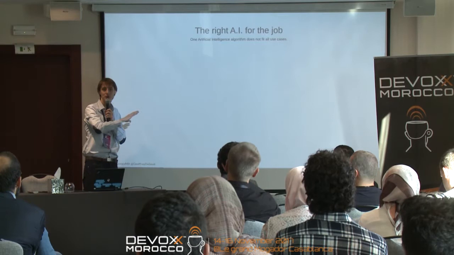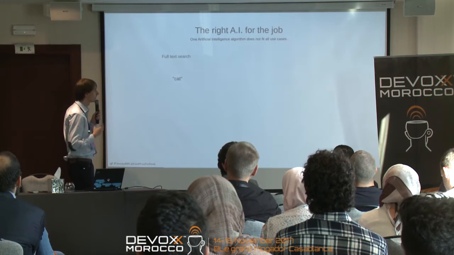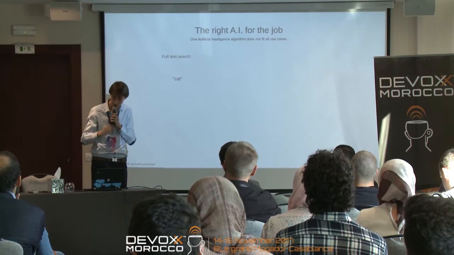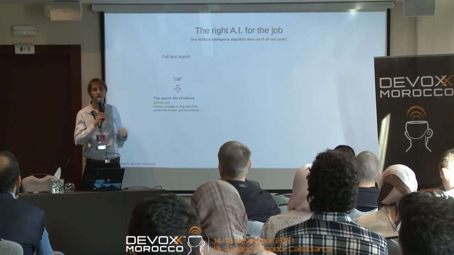So let me explain how this works. Let me explain three different cases of AI. For example, a full text search is a form, some people might claim, of AI. It's at least in the big book. So you have a cat, for example, the word. And what you want to get out of that is a list of files. For example, in this PDF, we describe that. This is what you see on Google search, for example, right?